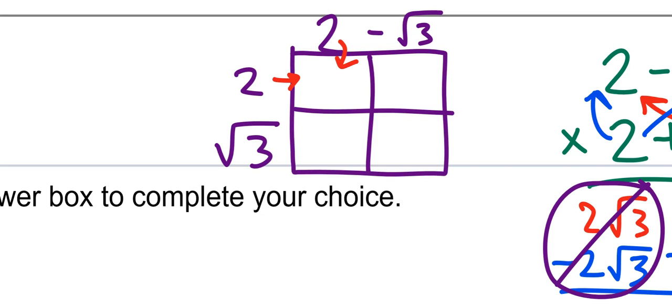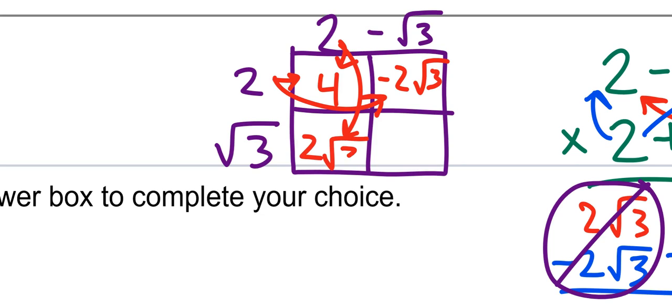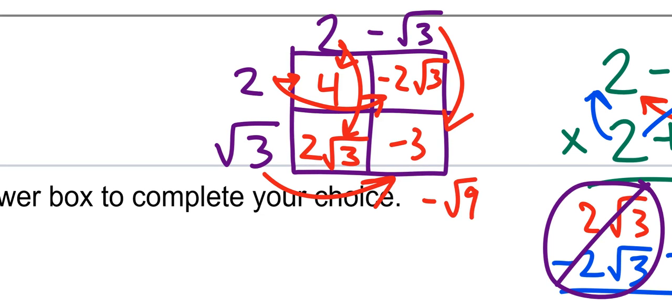2 times 2, what do we got for that top left box? 4. Okay. 2 times negative radical 3. The reason I like the box is because people don't have a tendency to lose information. 2 times radical 3. 2 radical 3. And negative radical 3 times positive radical 3. Negative radical 9, also known on the street as negative 3.